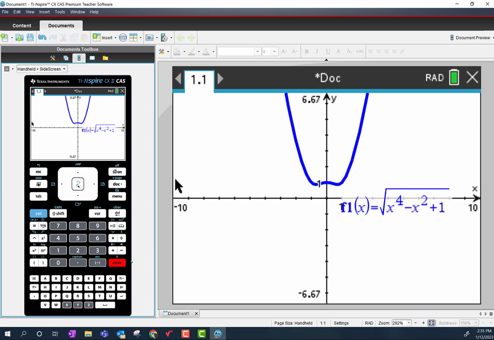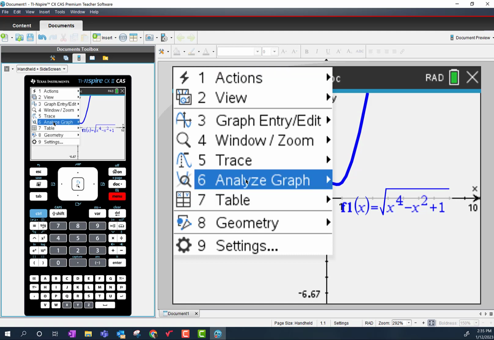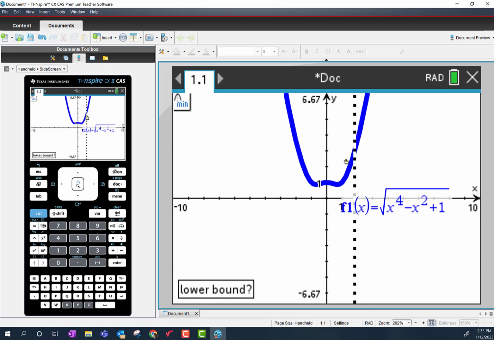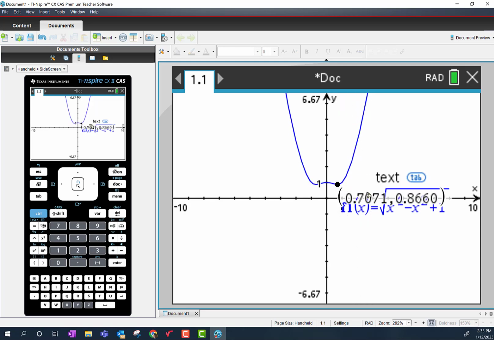Okay, so it's looking for the minimum value. I think you can see there are two minimums, one here and one here, two different minimum values. So I'm sure you probably recall how we do that. I do menu, analyze graph. I'm looking for my minimums. So we'll just do this one right here. And that is my minimum value.